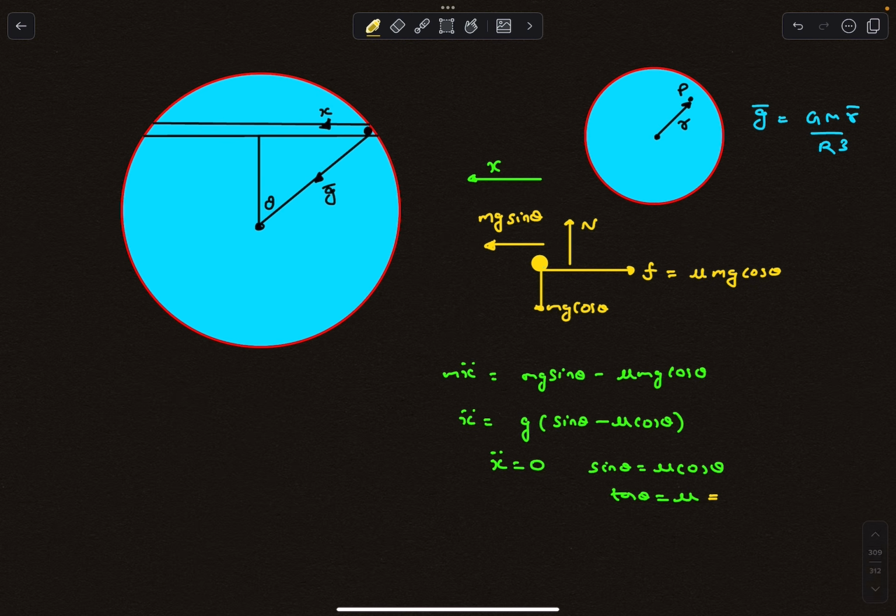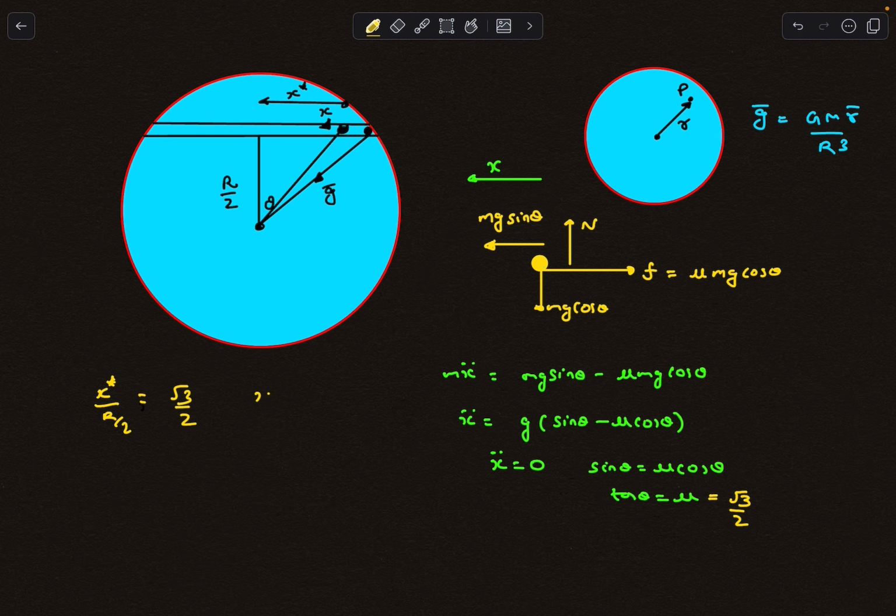Now the value of mu is given to be root 3 by 2. This distance is R by 2. Let's say that specific point where the acceleration becomes 0 is at a distance of x star from the center of the tunnel. Now we can use trigonometry and figure out x star. x star divided by R by 2 is tan theta, which is root 3 by 2. So x star comes out to be root 3 R by 4.